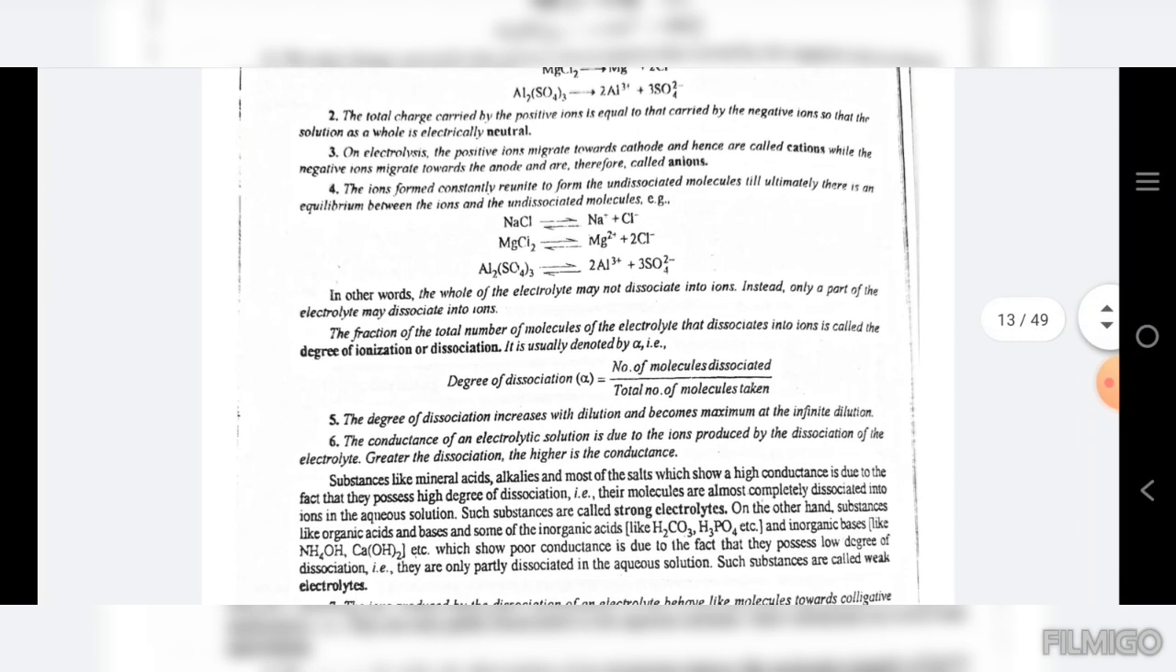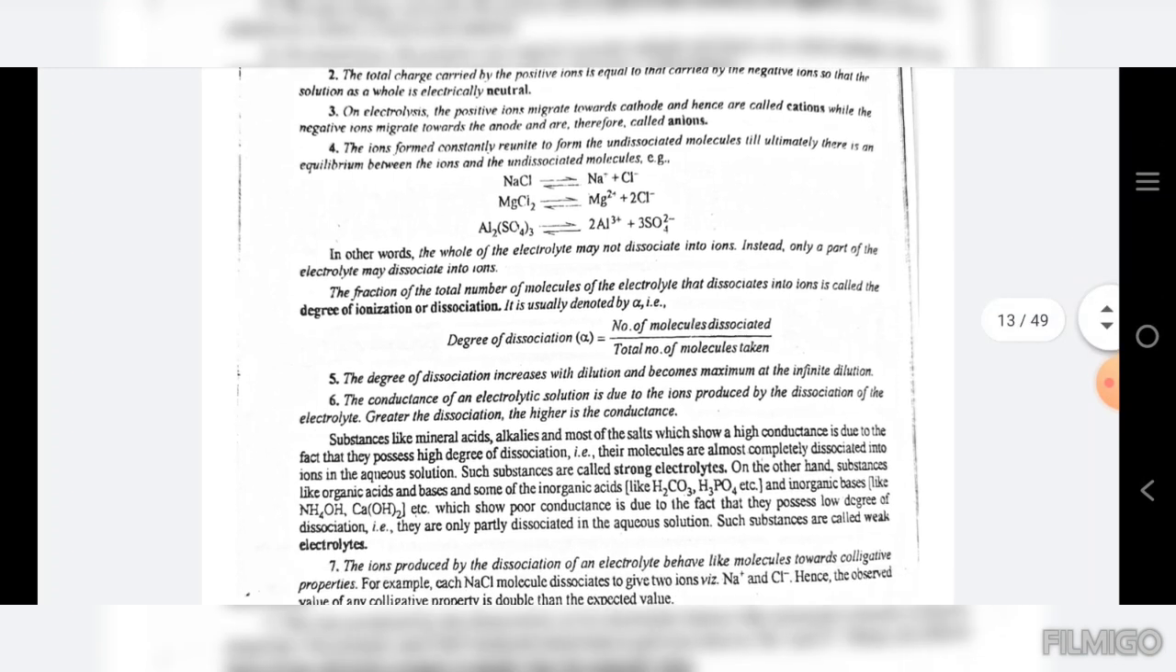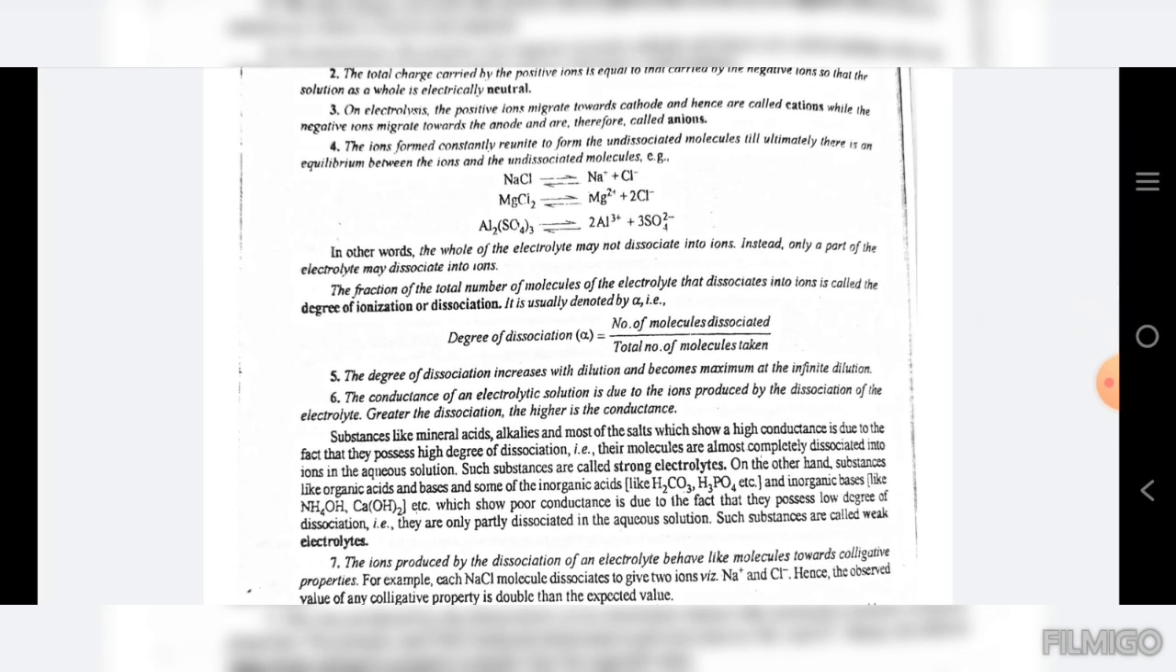An electrolyte, when dissolved in water, splits or dissociates into positively and negatively charged particles called ions. The process is called ionization, or more correctly electrolytic dissociation. You can see the example of NaCl, MgCl2 and Al2(SO4)3. The total charge carried by the positive ions is equal to that carried by the negative ions, so that the solution as a whole is electrically neutral. On electrolysis, the positive ions migrate towards the cathode and hence are called cations, while the negative ions migrate towards the anode and are called anions.